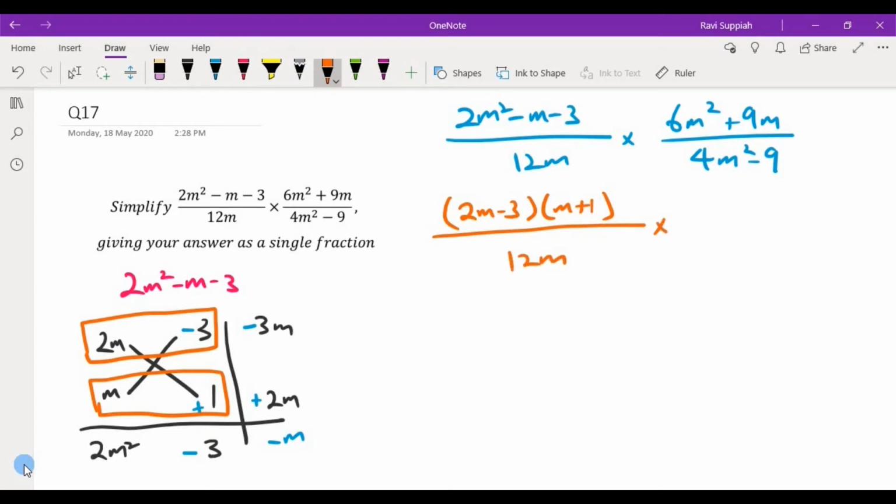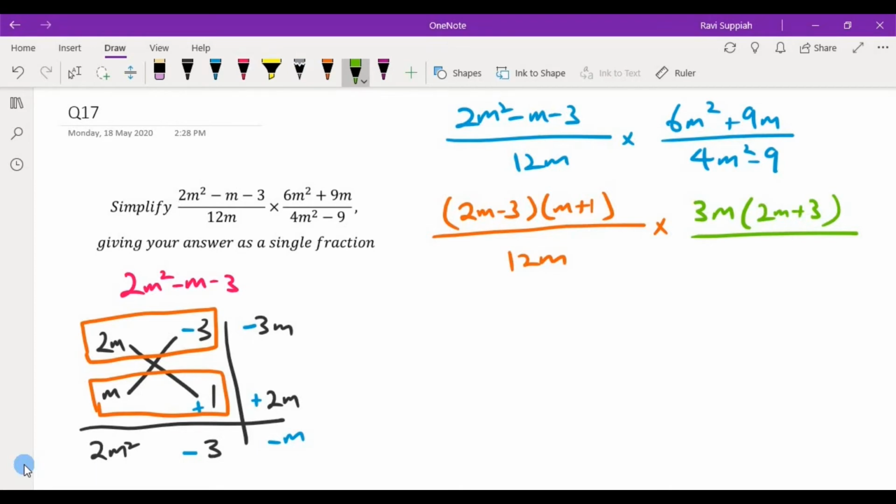Now for the second fraction, for the numerator, the common factor would be m, and you can also factorize out the 3, correct? So you have m times 2m plus 3 over here. Now divided by 4m squared minus 9.